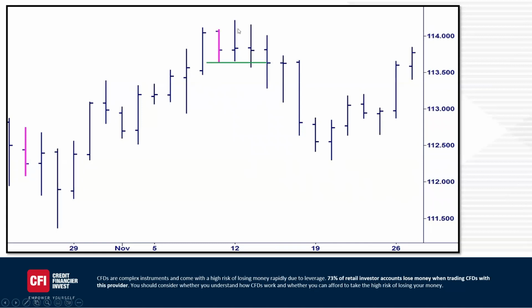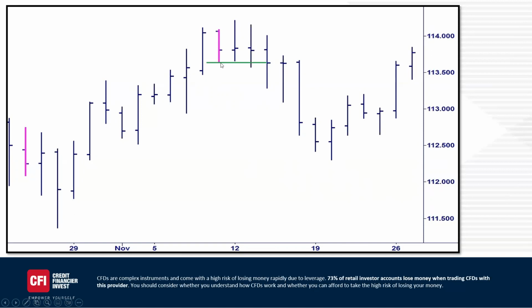So we know there are buyers trapped above this inside bar's high. So this is a sell level here, because we know that when the market breaks up again on the next session, selling comes in. Down it goes again.